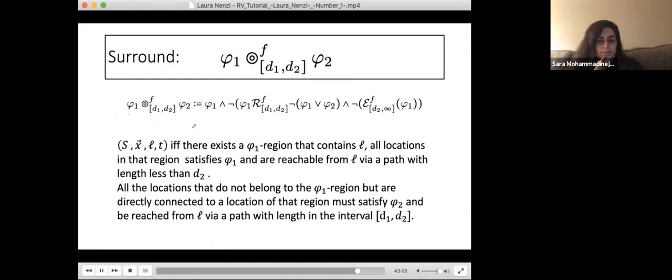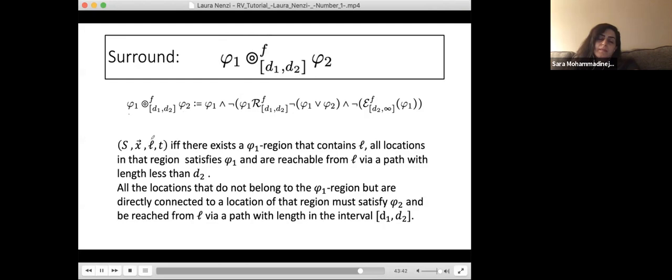And finally, we see the surround operator. So phi1 surround phi2 at the distance d1 and d2, considering the distance function f, expresses the topological notion of being surrounded by a phi2 region while being in a phi1 region, with some additional metric constraint that now we see in more detail.